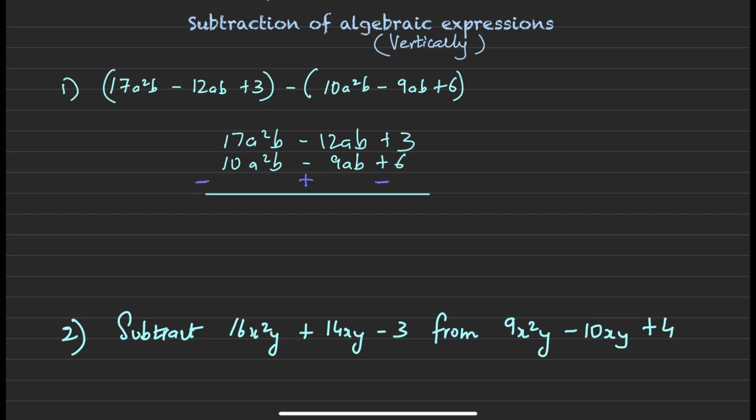Now what do we do? We do not look at the variable parts at all. Now we have to deal with plus 3 minus 6, minus 12 plus 9, and plus 17 and minus 10. Plus 3 minus 6 is minus 3. Minus 12 plus 9 is minus 3 again. And 17 minus 10 is just 17, sign of the greater number. This is it.